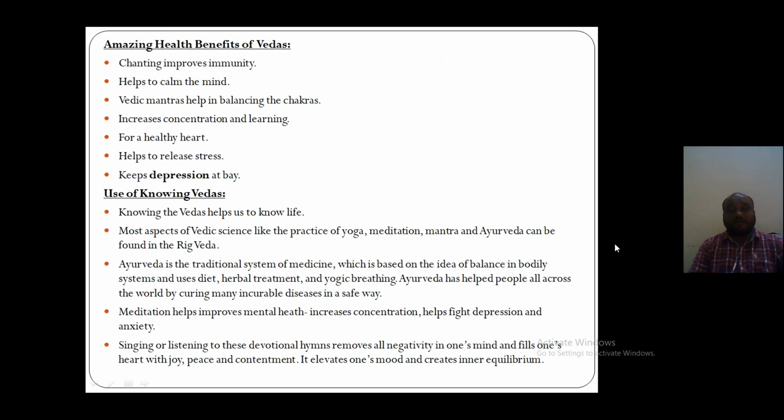Ayurveda has helped people all across the world by curing many incurable diseases in a safe way. Meditation helps improve mental health, increase concentration, and fight depression and anxiety. Singing or listening to the devotional hymns proposed in Vedic literature removes all negativity in one's mind and fills one's heart with joy, peace, and contentment. It elevates one's mood and creates inner equilibrium.